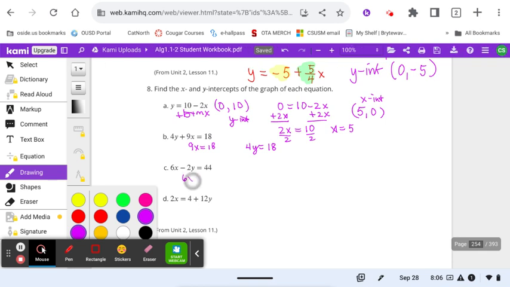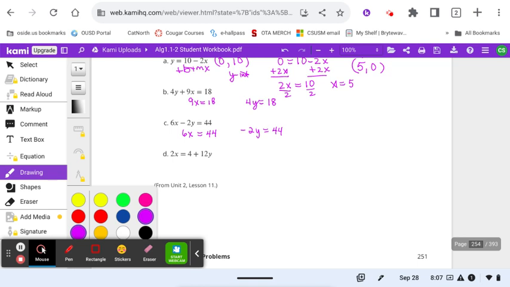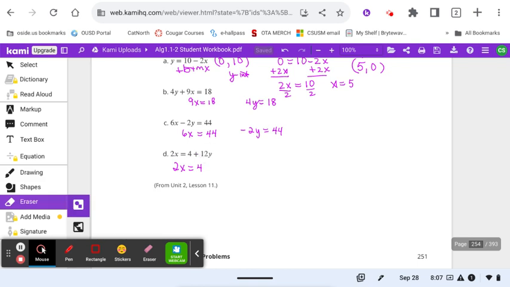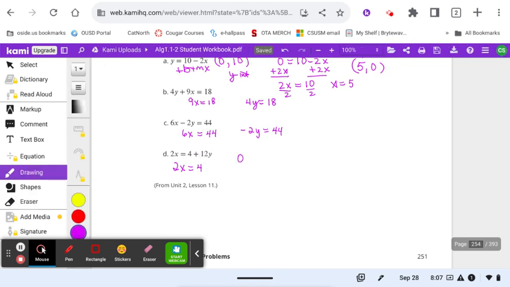For the x-intercept, the y is 0. For the y-intercept, the x is 0. Keep solving. For the x-intercept, this y zeroes out. For the y-intercept, that x zeroes out.